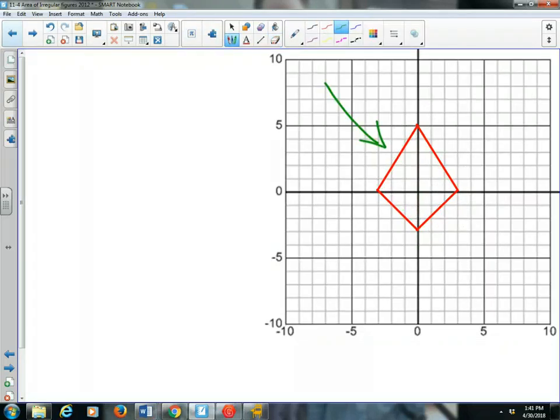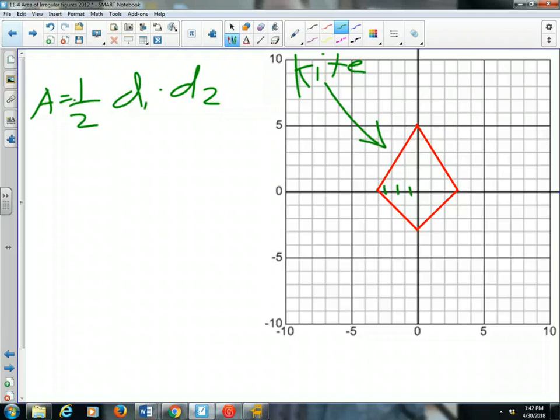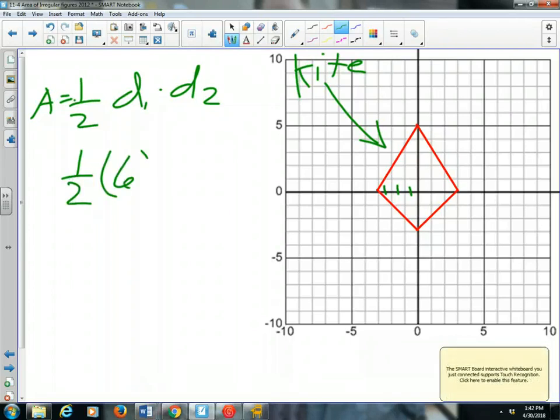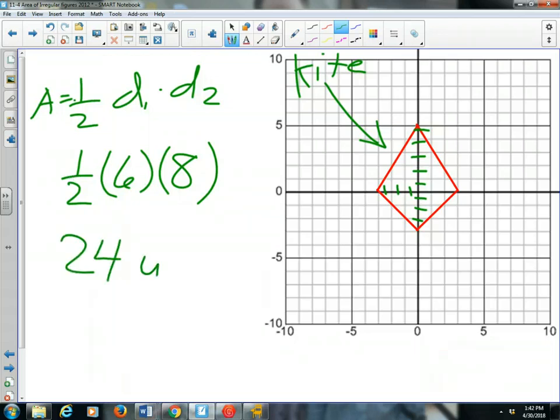This sucker is a kite. So if it's a kite, the area equals 1/2 diagonal 1 times diagonal 2. 1/2 d1 times d2. So one of these diagonals, 1, 2, 3, 4, 5, 6. There we go. 1/2 times 6 times the other one, 1, 2, 3, 4, 5, 6, 7, 8. 6 times 8 is 48, and half of 48 is 24 square units.